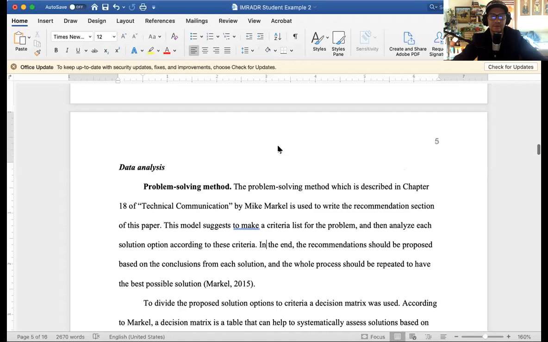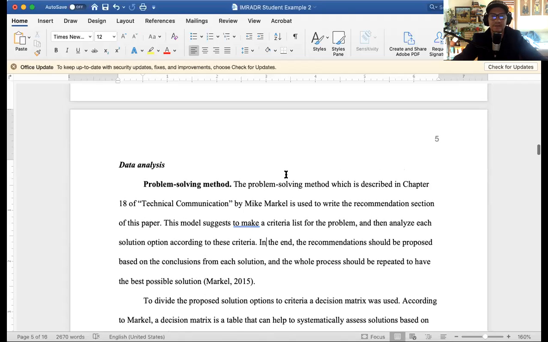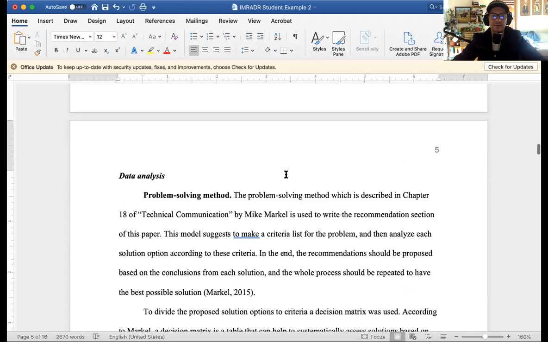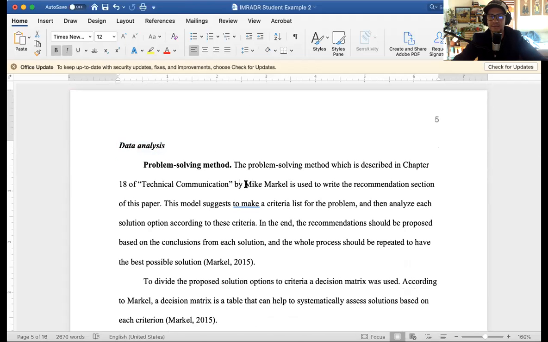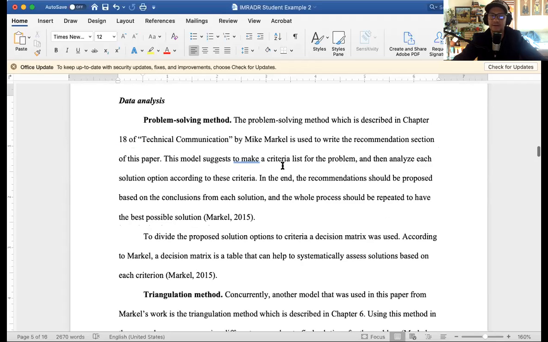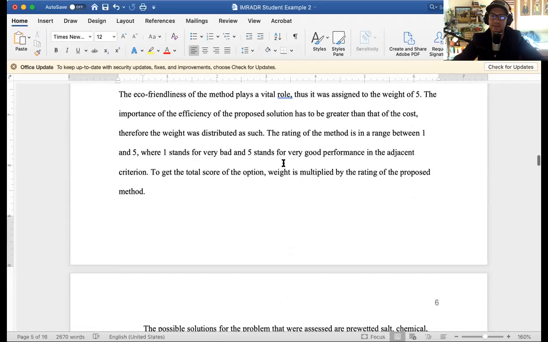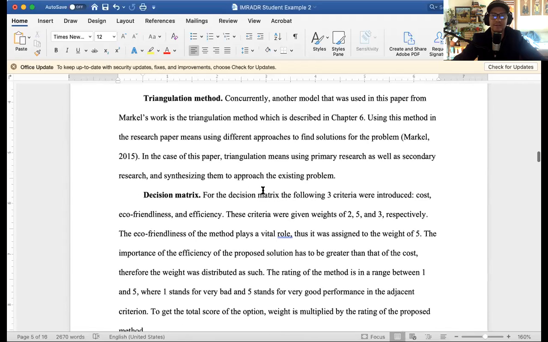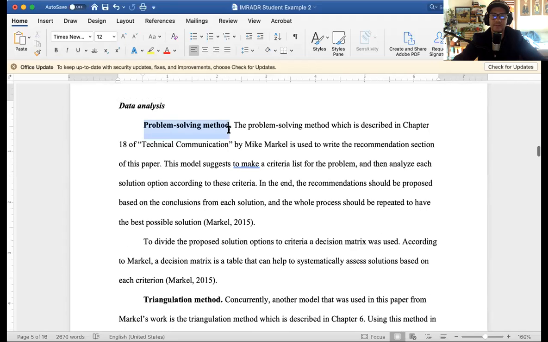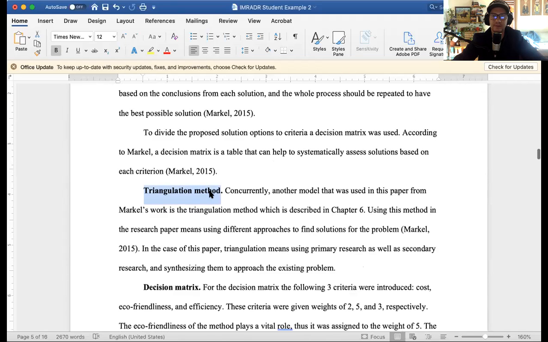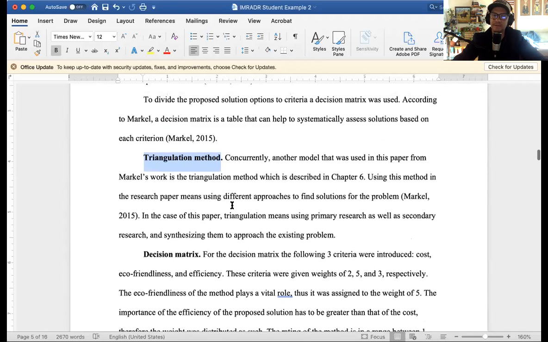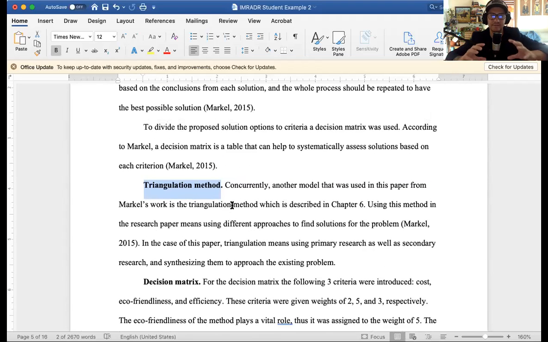Okay. So in the methods section, you're going to include a section somewhat called data analysis. If you want to call it that, call it that. If you want to call it something else, you can. It just has to make sense. But data analysis works. And in this section, like I said, you're going to briefly explain the problem-solving model, and briefly explain triangulation of data, which I didn't tell you yet, but triangulation of data is essentially the idea that the more types of research you do, the stronger your solutions become.